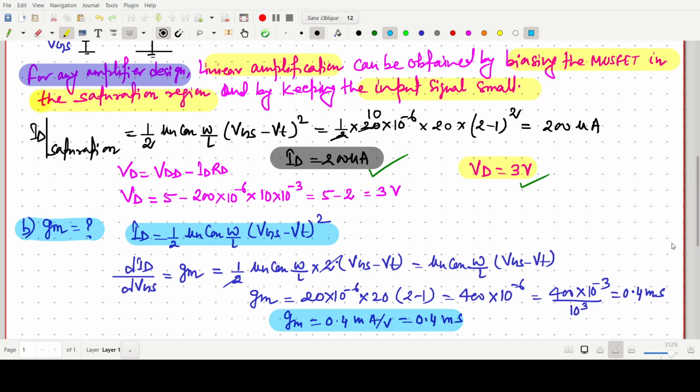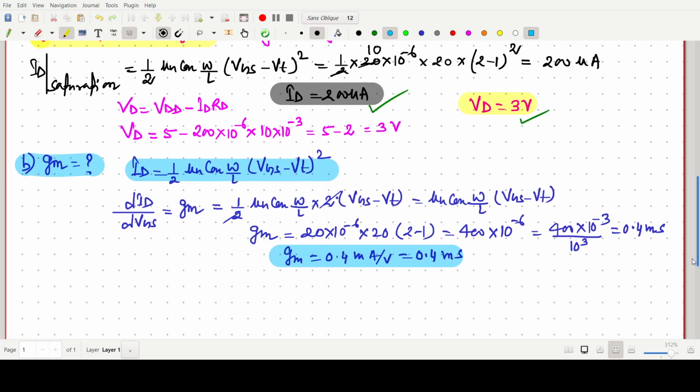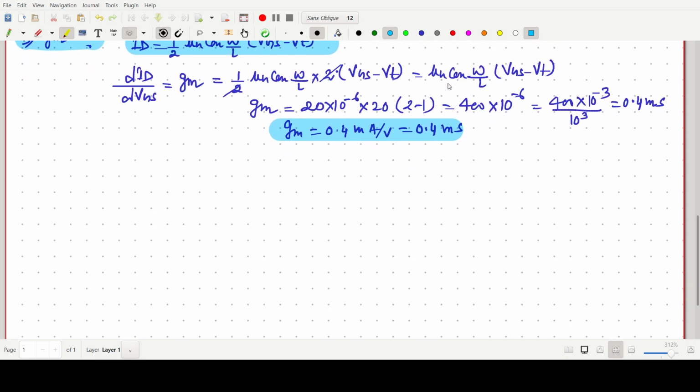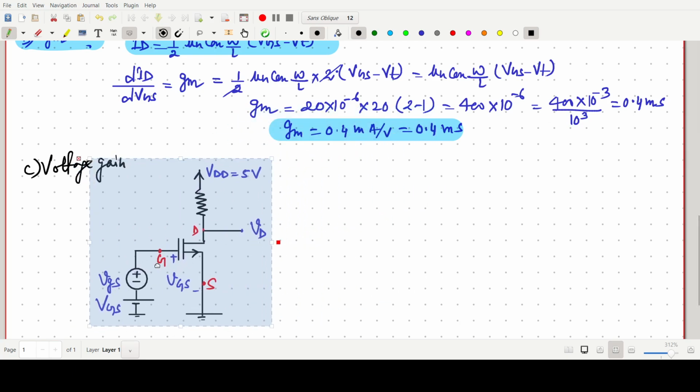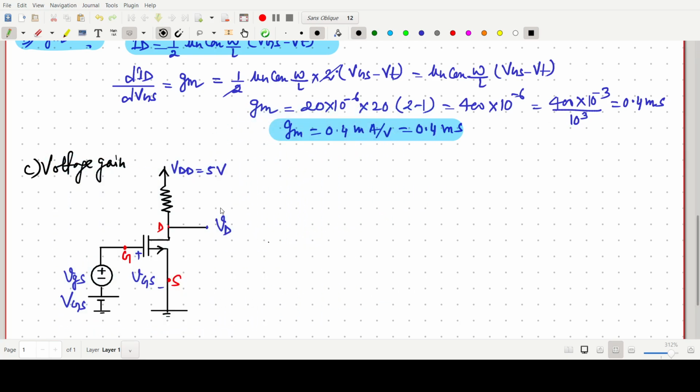Now we have to go for the next part, that is our gain calculation, the voltage gain. For the voltage gain calculation we have to go for the AC analysis, part C. Again I just want to draw the circuit first.